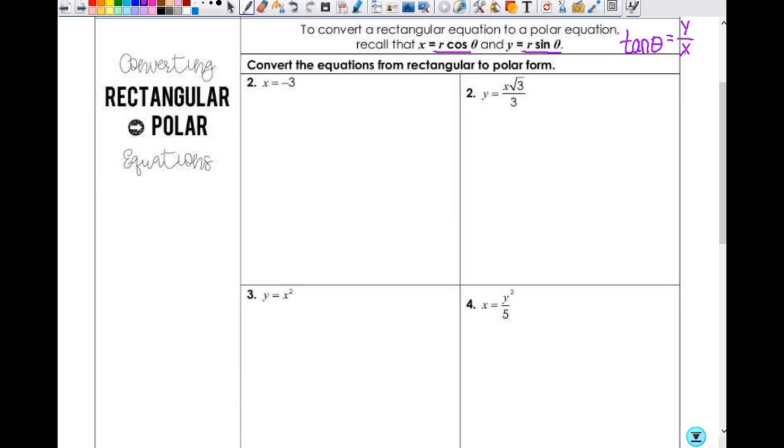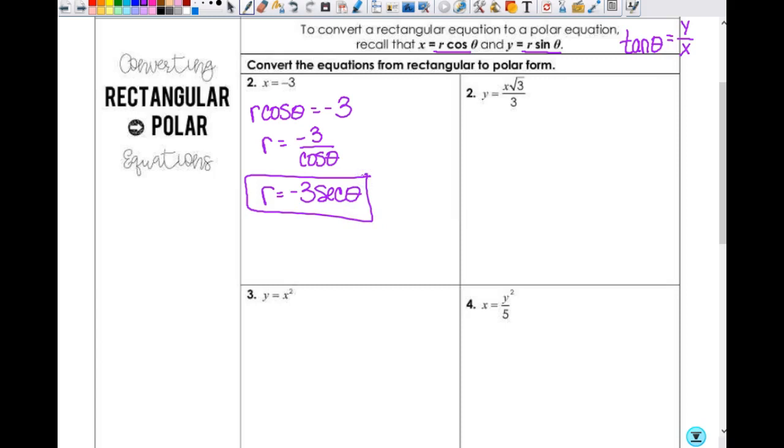There's two 2's because why not? So I've got x equals negative 3. Well, I know that x equals r cosine theta, so I substitute and I get r cosine theta equals negative 3. Then I need to solve for r, so I'm going to divide both sides by cosine theta, and I get r equals negative 3 over cosine theta. Well, what's 1 over cosine theta? Secant theta. So r is really just equal to negative 3 secant theta.